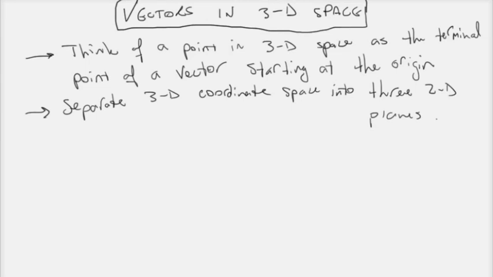So this is the beginning of differential multivariable calculus. And we start off this course basically talking about vectors and how they exist in three-dimensional space, because one important thing about three-dimensional space and thinking about points and functions and all that is that every point in three-dimensional space, you have to think about it as the terminal point of a vector that starts at the origin of that space.